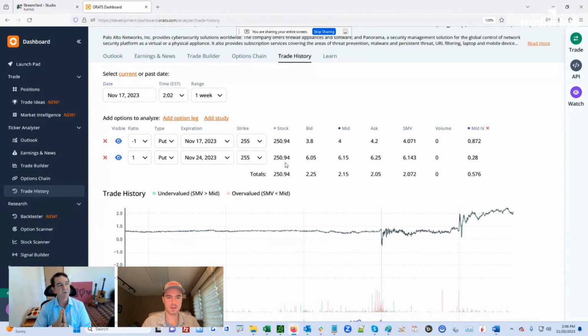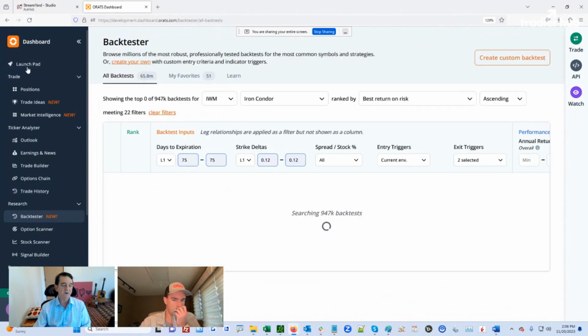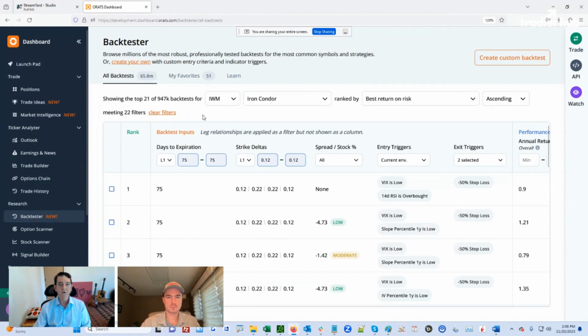But now we want to show you how to find a trade using our backtester. And so our backtester, we've been doing this for a number of years now. If you click on backtester, this is our dashboard front end. I'm going to show you 3 ways to use the backtester.